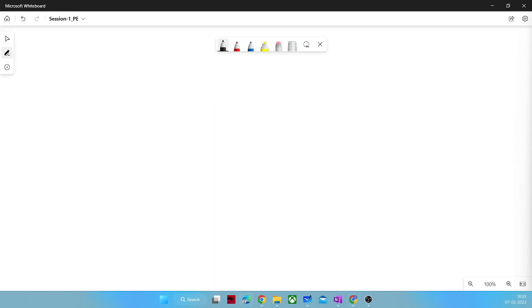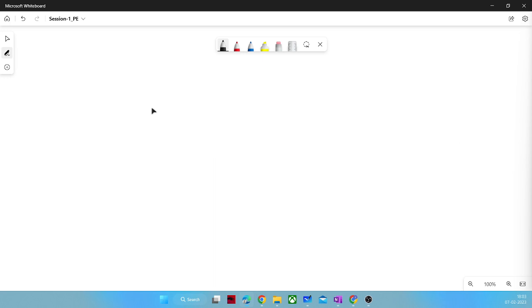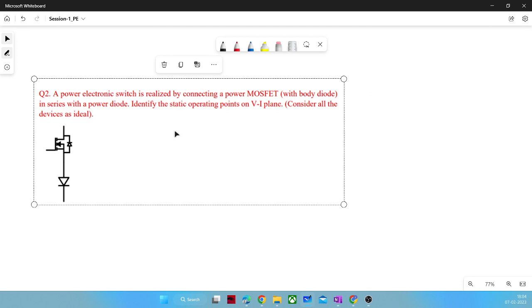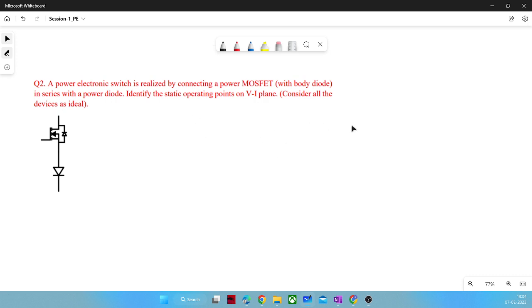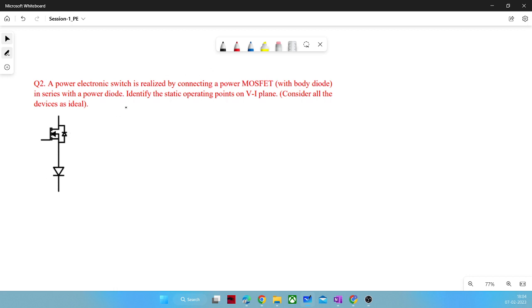Okay, so let's start with a problem in which we had to identify in which quadrant our switch will operate. I hope my screen is visible. So in this problem, we need to identify in which quadrant this switch will operate on the VI plane. If you have gone through the lectures, you can see the first switch, which I will annotate here. This first switch is nothing but a MOSFET with a body diode, and one diode is connected in series with that MOSFET.